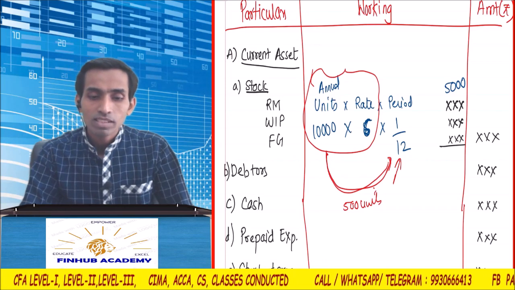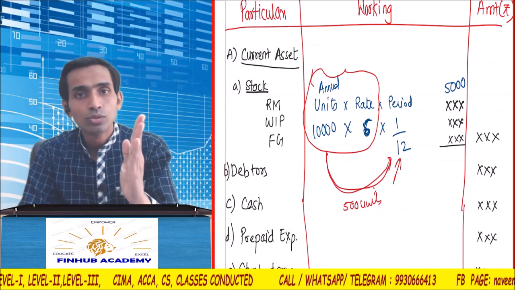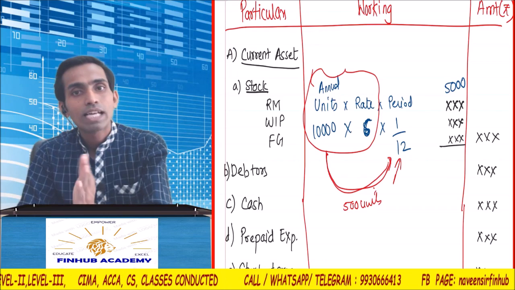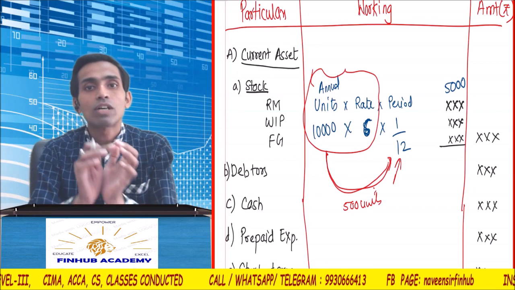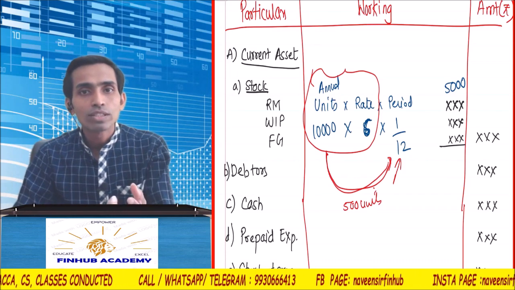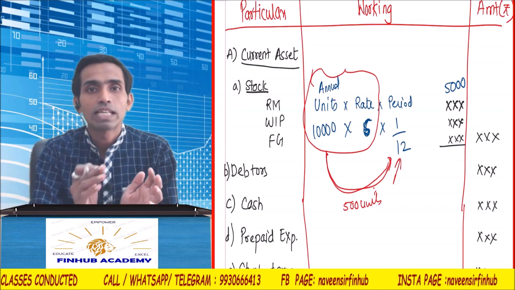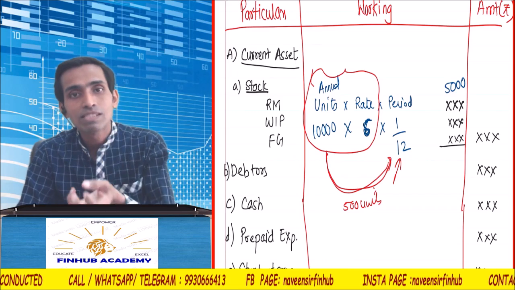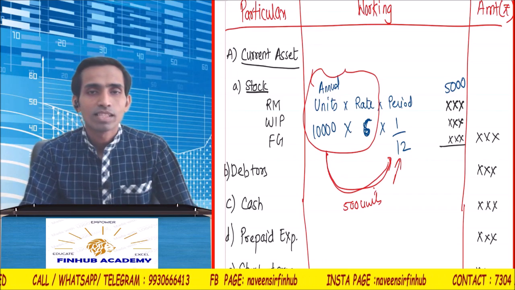Okay, so like this we will do: annual units multiplied by rate, and multiplied by period, so we will get the average. I have made the logic clear why we are doing this. When annual units are multiplied by rate, you get annual consumption. Multiplied by period, on an average, this much investment I require.